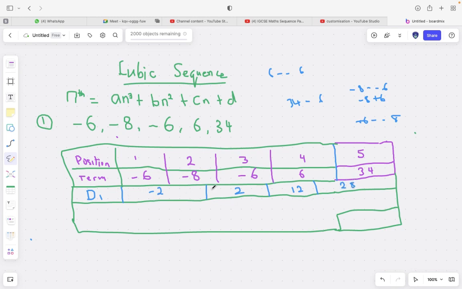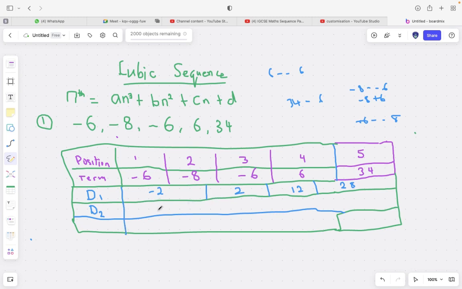The difference is not the same. This first difference is not the same. So we got to find another difference. We call it D2.